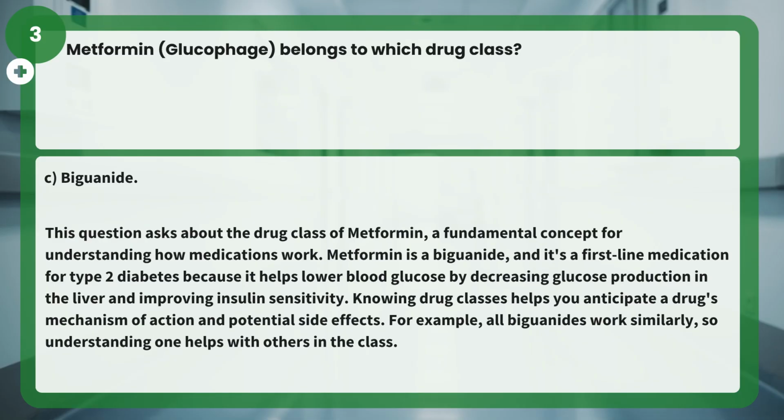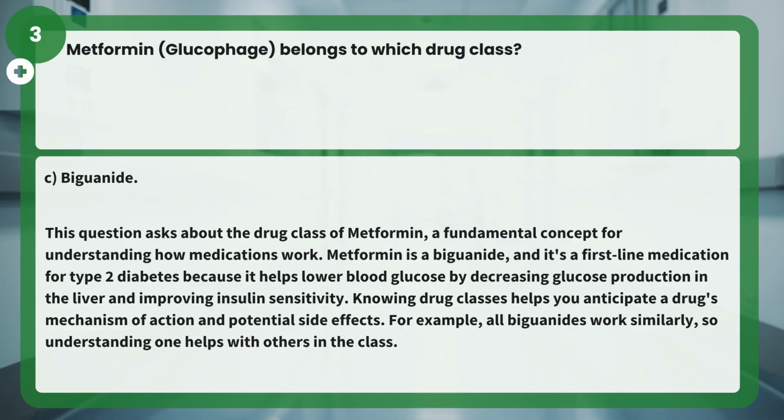Answer C. Biguanide. This question asks about the drug class of metformin, a fundamental concept for understanding how medications work. Metformin is a biguanide, and it's a first-line medication for type 2 diabetes because it helps lower blood glucose by decreasing glucose production in the liver and improving insulin sensitivity.